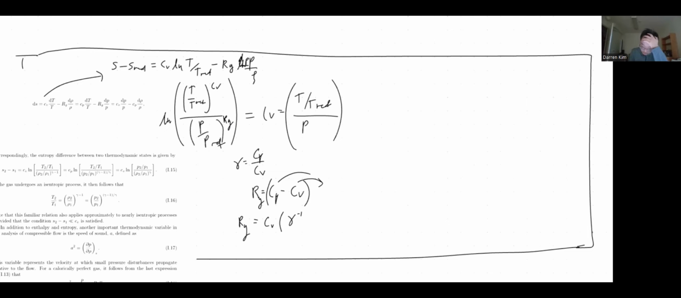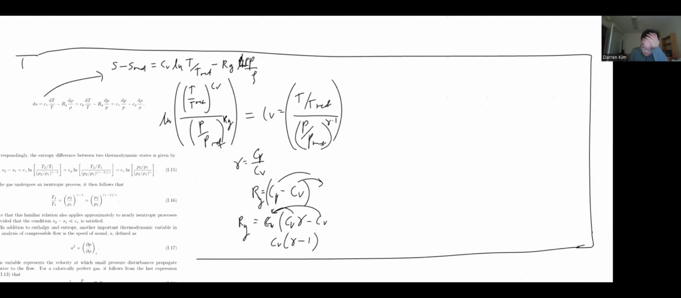Am I correct? No, I'm not. Let me try this again. CP equals CV alpha minus CV. So when you move it out, you get CV times alpha minus 1. Am I correct? Let me check. Yes, I am correct. So over P ref, this is alpha minus 1.